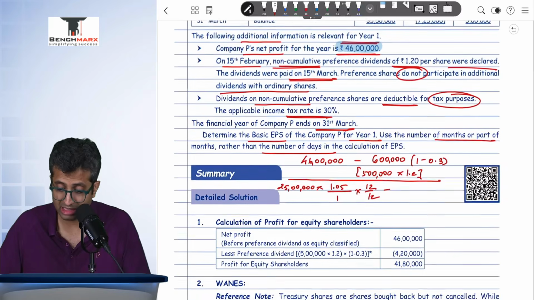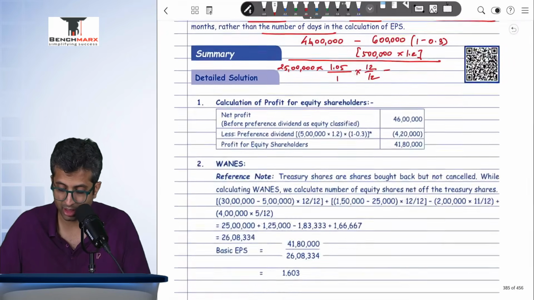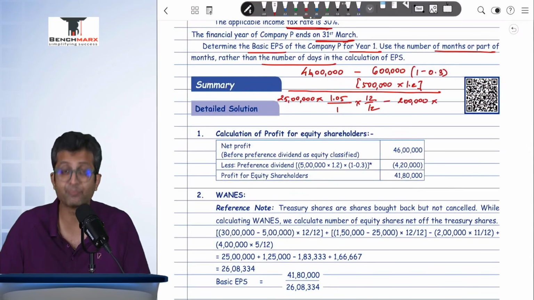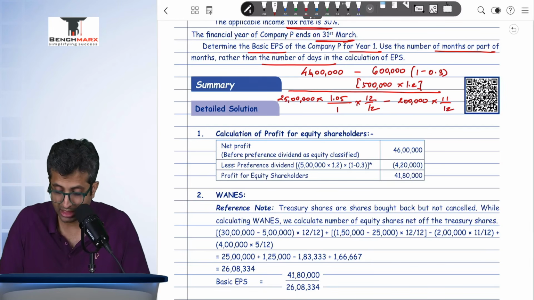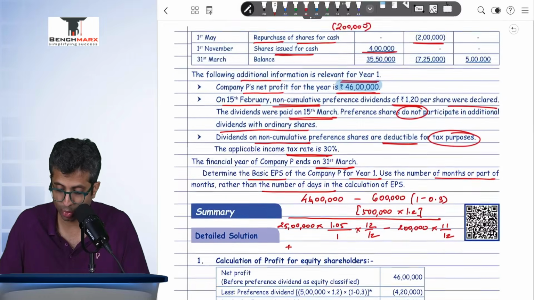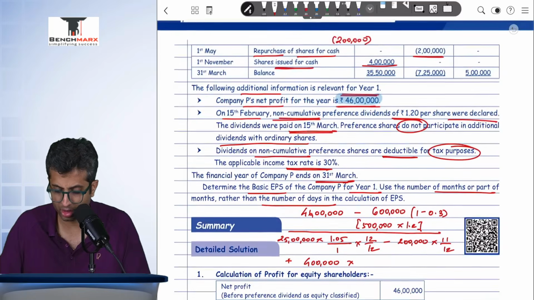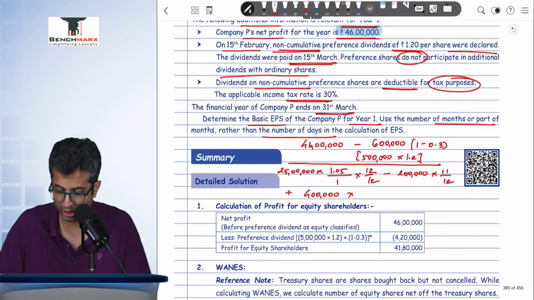After that, there is a buyback. Buyback reduces the number of shares. So this is 2 lakhs. When is this buyback happening? On 1st May, and hence into 11 by 12 ka adjustment. And then plus you will have another 4 lakh shares. Are these shares entitled to any bonus shares? No, these are after. And hence this will directly be there on 1st of November, so into 5 by 12.